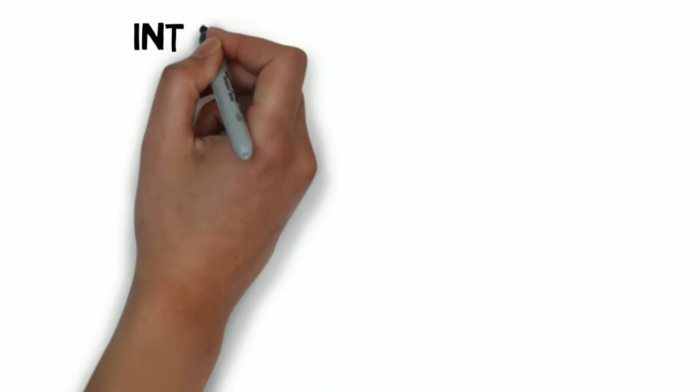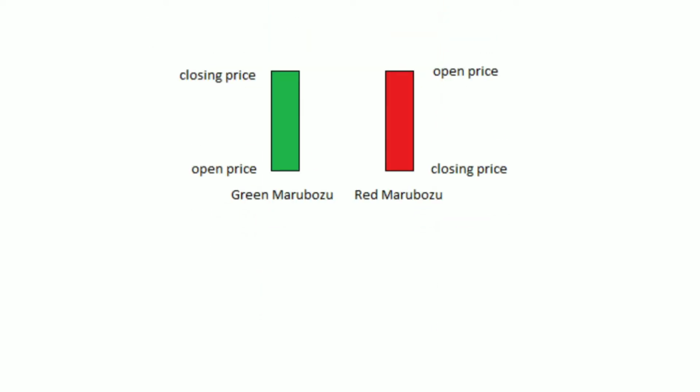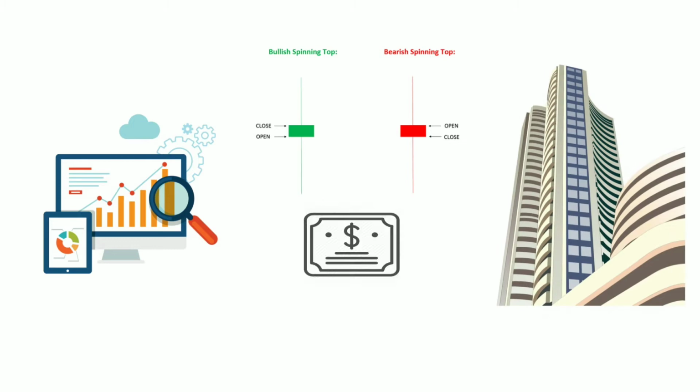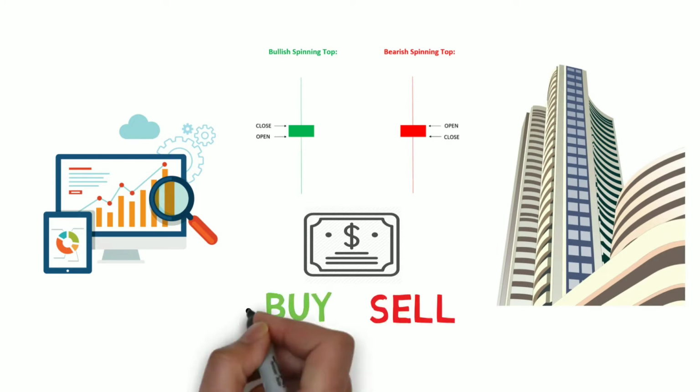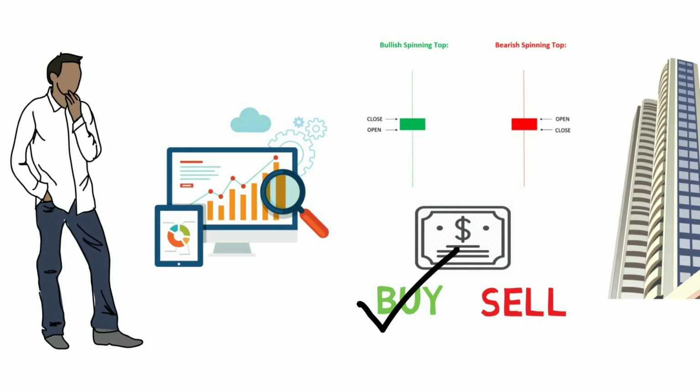Hello friends, in this video we will discuss a very interesting candlestick pattern, the spinning top. Unlike the Marubozu candlestick pattern, it does not give any exact entry or exit point, but it gives some really useful information like the market condition and helps you take the right trade position in the market. If you want to know how, then watch this video till the end.